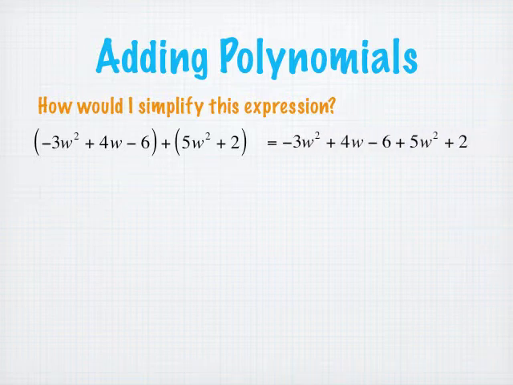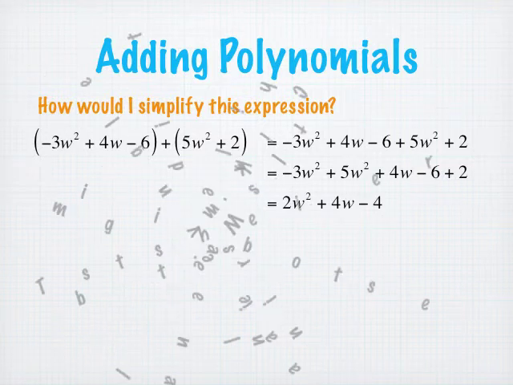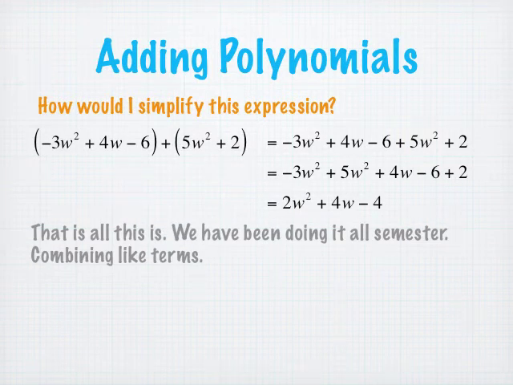Okay, first of all, I can lose the parentheses because I don't have anything that I'm distributing. So now, what do I do with this? Good, I'm looking for like terms. I can combine like terms. So my w squared terms are like terms, and then just my number terms are like terms. Negative 3w squared plus 5w squared is 2w squared, and negative 6 plus 2 is negative 4. So that's all we're doing. We've been doing it all semester long. We're only combining like terms.